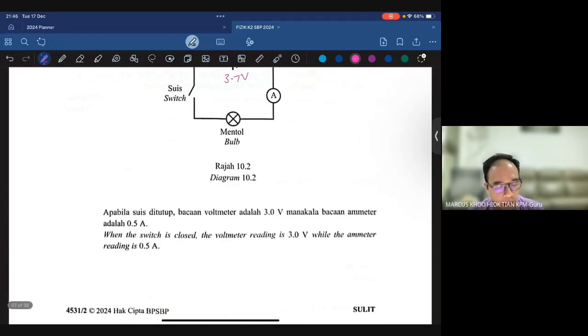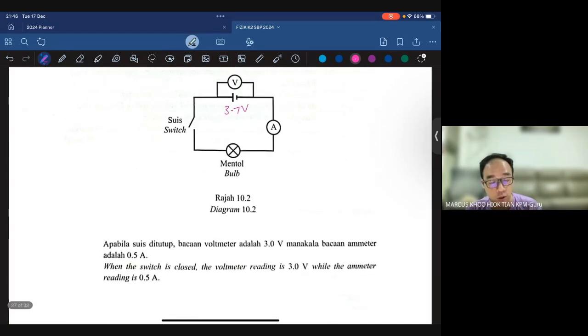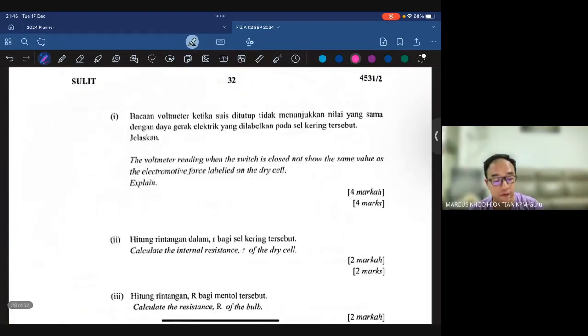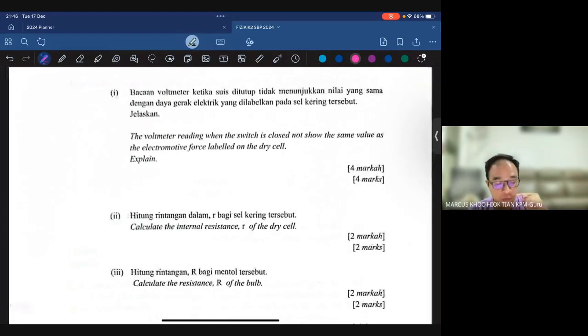Okay. Thank you, Naveen. So when the switch is closed, voltmeter reading becomes 3.0. So this 3.7 magically becomes 3.0 when the switch is closed. Ammeter reading is 0.5. So the question is, the voltmeter reading when the switch is closed doesn't show the same value as the EMF. And we have this question again. Explain. Oh, I just love this question.